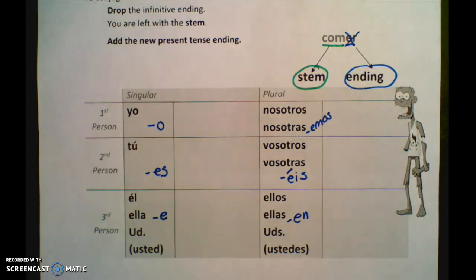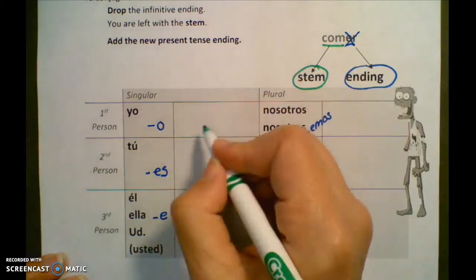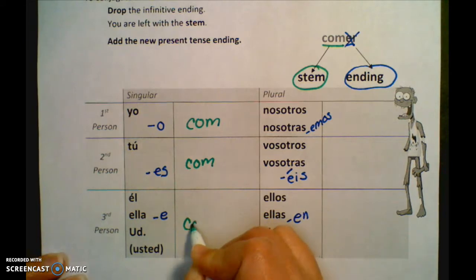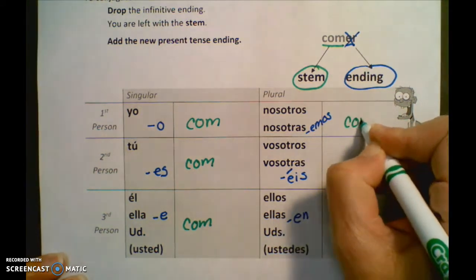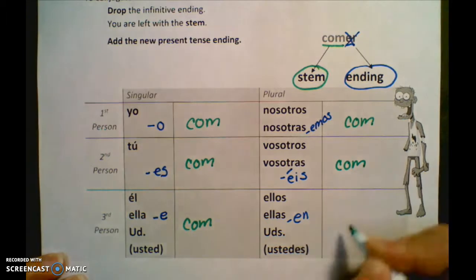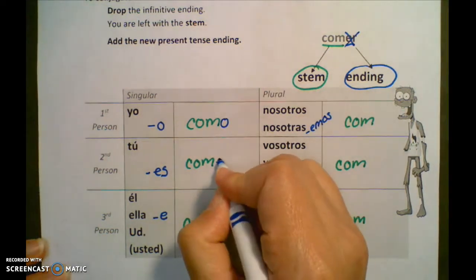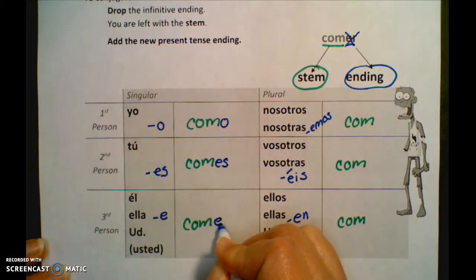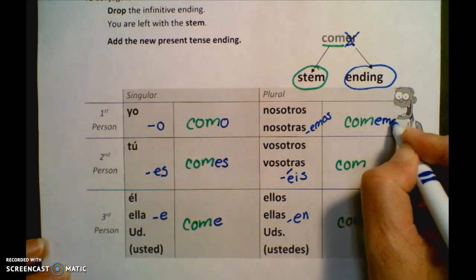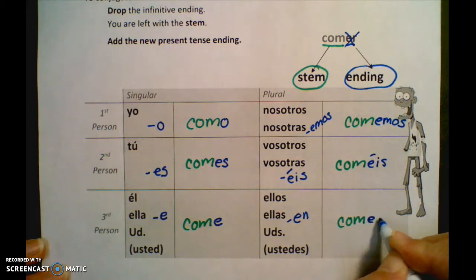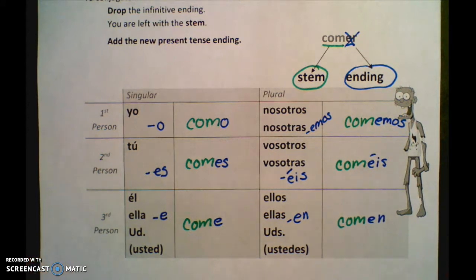So if we think about it this way, we know our stem is going to be the same every single time. Com, com, com. That was fun to say. All right. Just add your new ending. Como would be the same no matter what. Yo is still always going to be o. Instead of comas, it's going to be comes. Instead of coma, come. Comemos. Oh, he's going to eat my verb. Coméis and comen. All right, so the process is so simple.